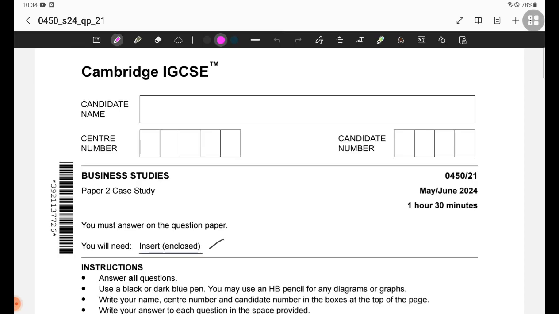So for today, we're gonna discuss paper 2, variant 1, May-June 2024. This paper is an hour and a half long, and you are to be given an insert booklet here, which contains the case study for this paper. The case study is for you to answer all 4 questions, unlike your previous paper, which contains more than one case study. So I advise you before starting to watch this video to have already read the case study and to have it by your side while you're answering the paper.